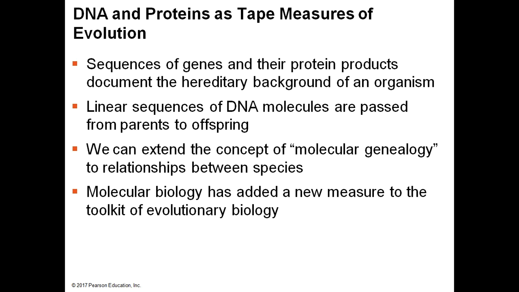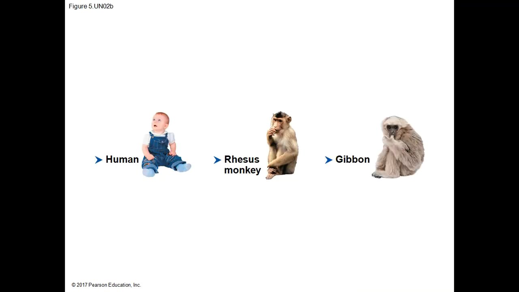Sequences of genes and their protein products document the hereditary background of an organism. Linear sequences of DNA molecules are passed from parents to offspring. We can extend the concept of molecular genealogy to relationships between species. Molecular biology has added a new measure to the toolkit of evolutionary biology.